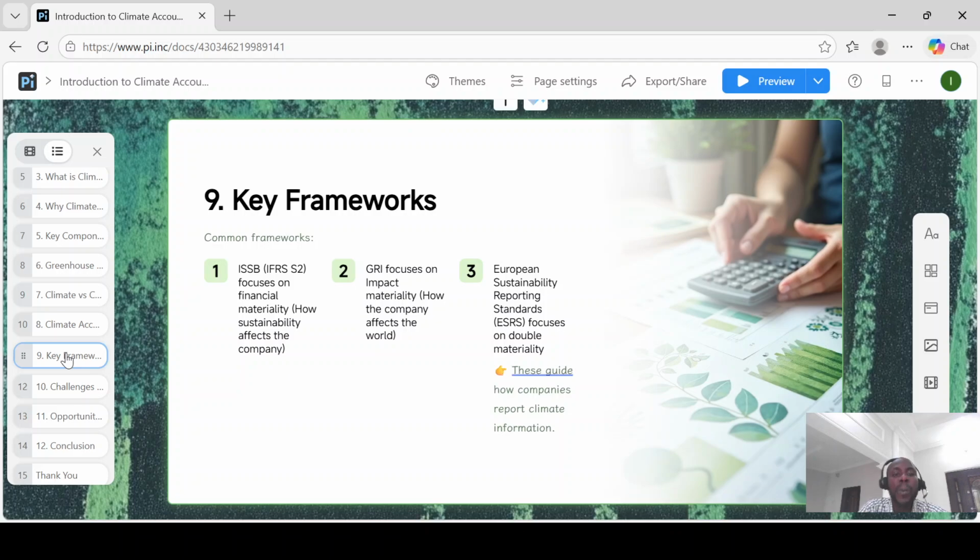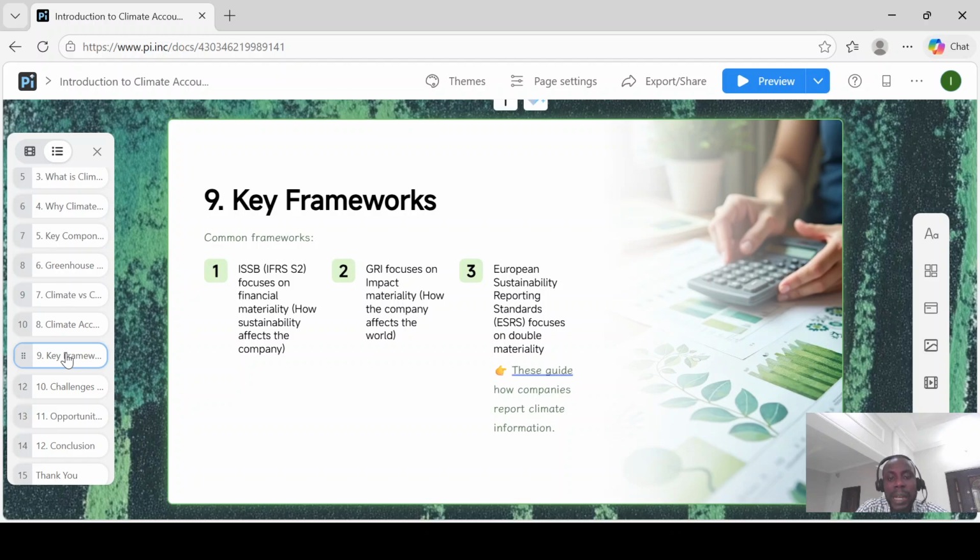Whereas the Global Reporting Initiative focuses on impact materiality. It deals with how the company affects the world. So it's a reverse approach, which deals with the inside-out. How does our emission affect the world? So the impact of our emissions on a lot of factors, whether it's health, whether it's other business ventures, and a couple of other ideas.